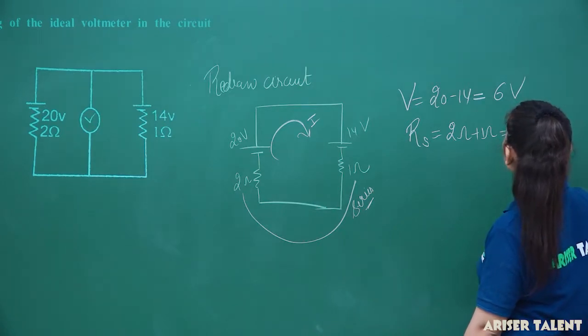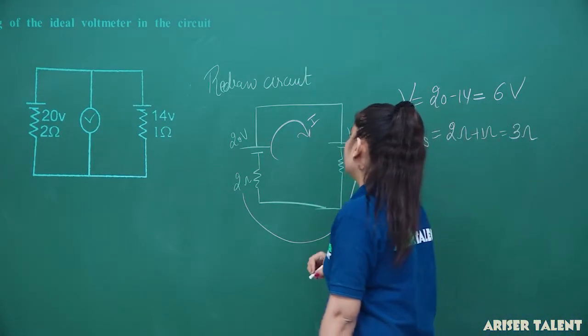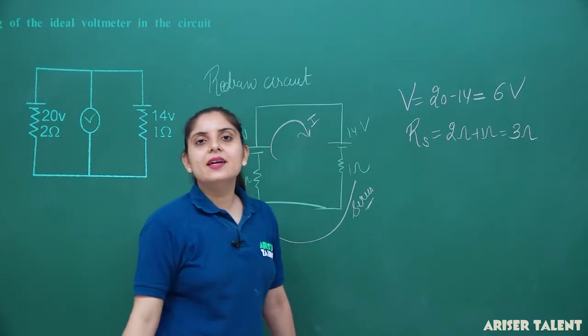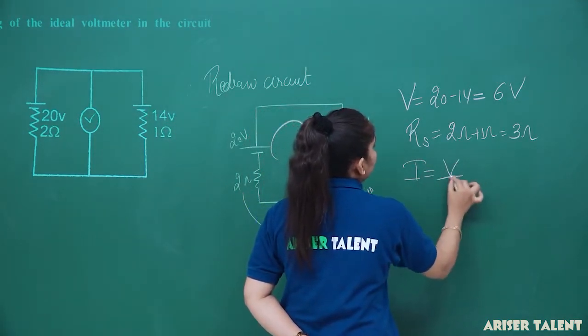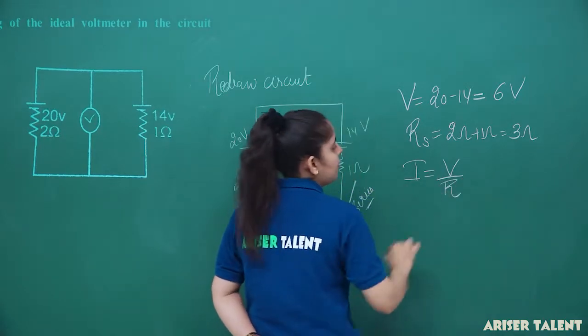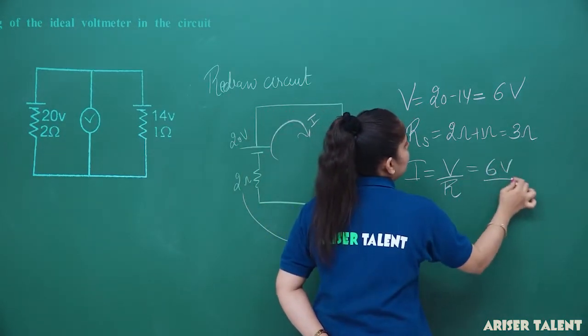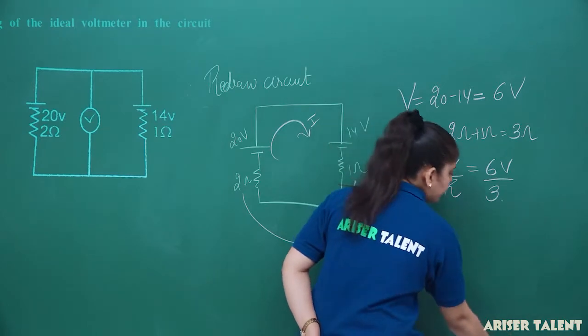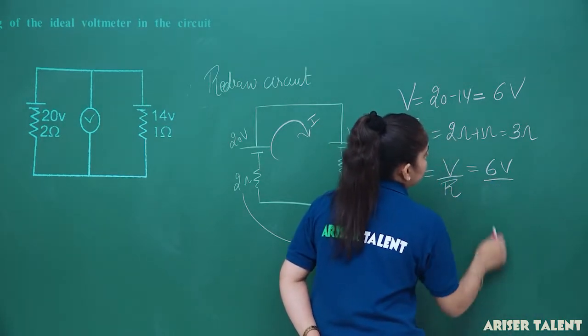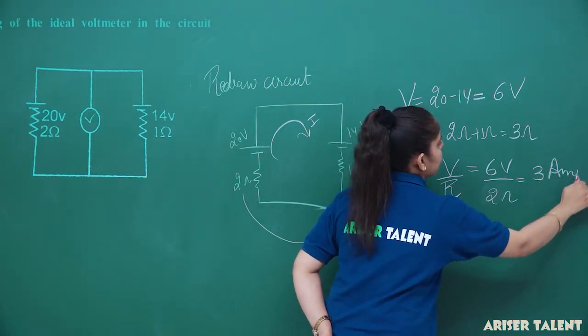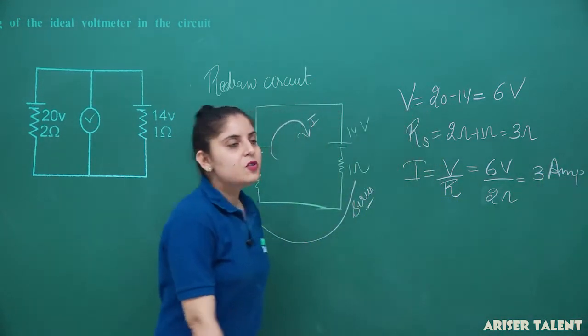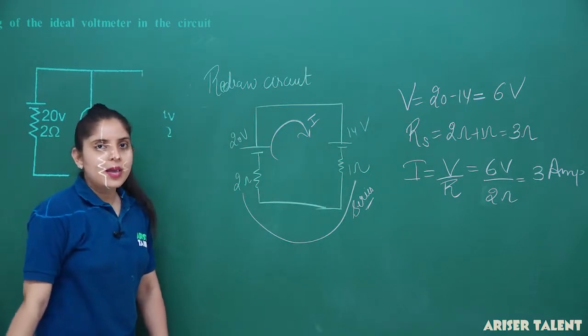It came out to be 3 ohm. Now, if I am going to determine the current in this circuit, then I will use V upon R. V is 6 volt, R will be 2 ohm, and it came out to be 3 ampere. So, the current in this circuit will be 3 ampere.